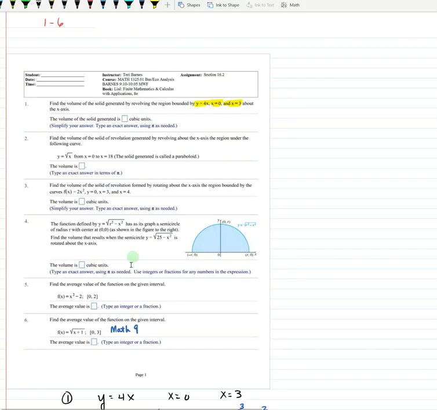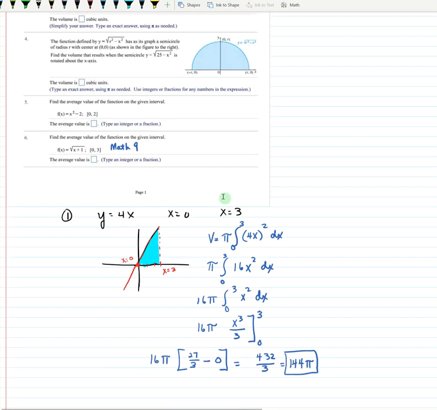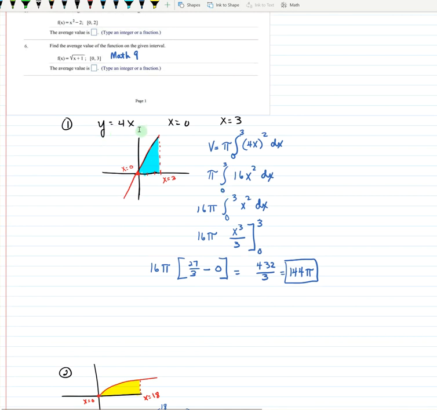So the questions are printed here, but there's not really much room for me to work. So we'll look at the question, then we'll go down and look at the work. So the first one just says, find the volume of the solid generated by revolving the region around, and it gives you this information. So let's go down here. We have y equals 4x, which is this line, and we're talking about it from x is 0 to x is 3. So we just have this region in here. So we're going to rotate that around.